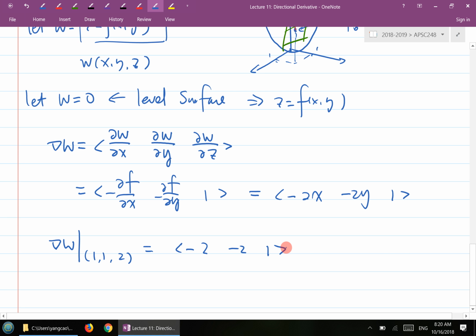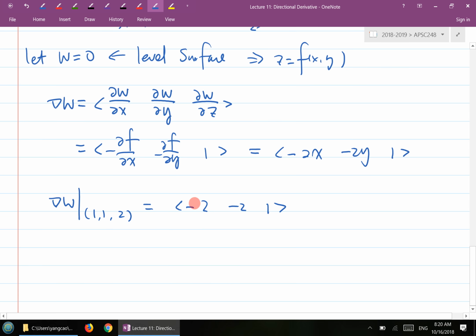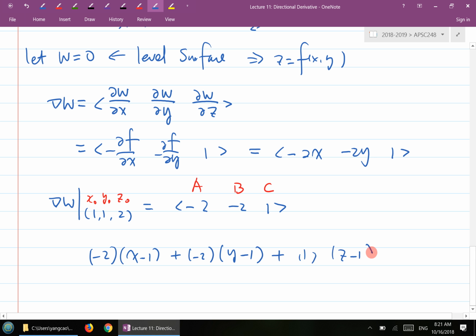Now we plug everything in to derive the tangent plane using the plane equation. This is your a value, this is your b value, this is your c value, and this is your x naught, y naught, z naught. So negative 2 times x minus 1, plus negative 2 times y minus 1, plus 1 times z minus 2.